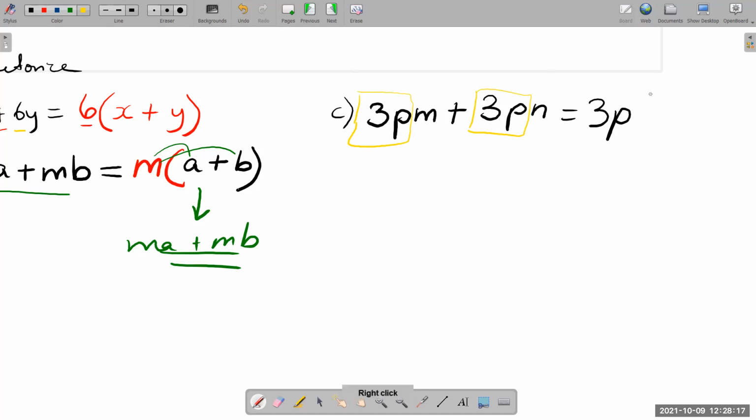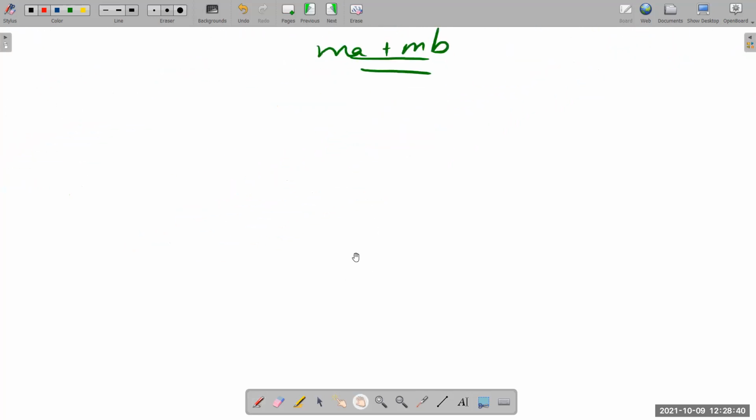Remembering now, what do we do next? We write what we have left back in the bracket. So what we have left back in the bracket is what? M and N. And what is in between that? Plus. So we're going to end up with open brackets like we have here, M plus N. Okay, so I hope everybody is getting the gist of it. Now we're going to move on to more increasing difficulty level questions.